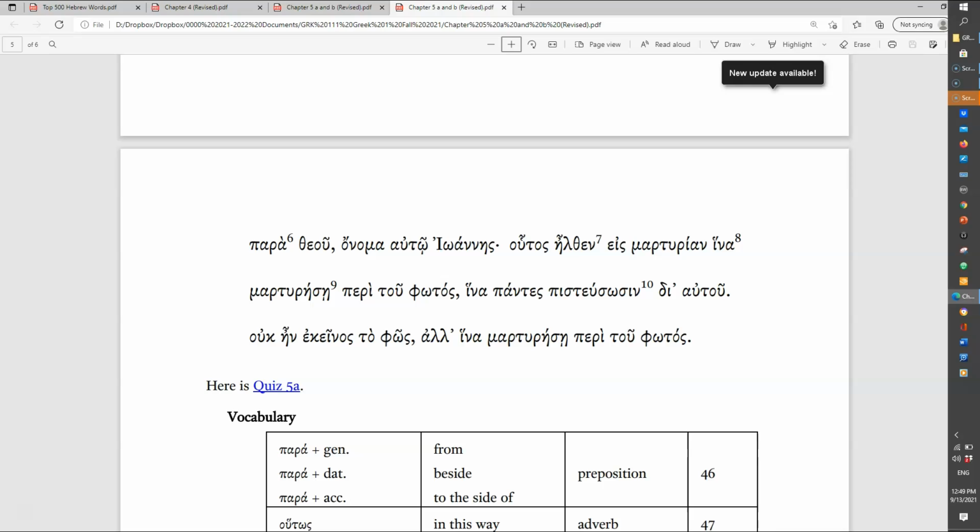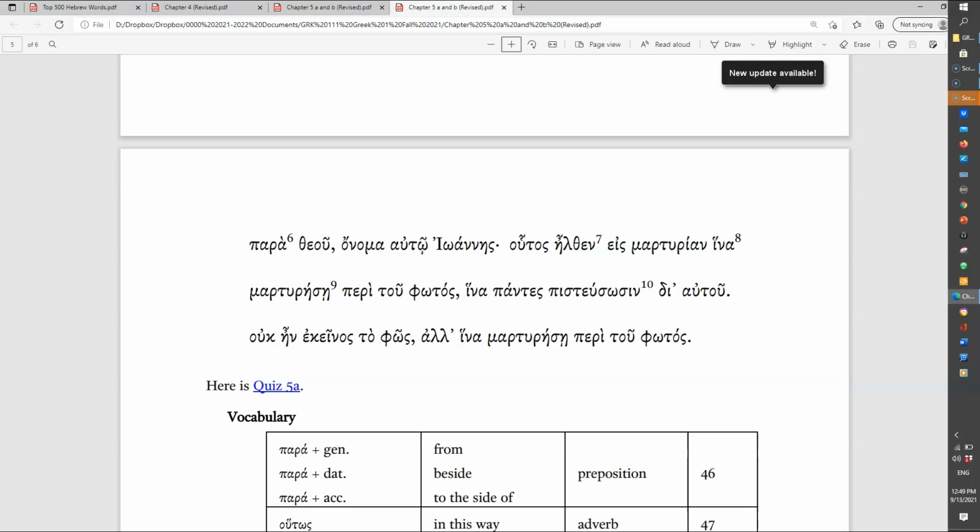Hutos. Is it that man? This man came. Eis martyrion. Do you know where we get the word martyr from? This word. It's when you say, I am Jesus' servant, you testify, and then they kill you. Okay, that's where we get the word martyr. It's from this word. This one came as a witness in order to testify concerning the light, in order that all might believe through him.